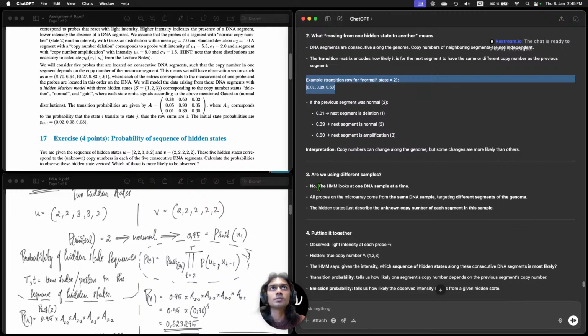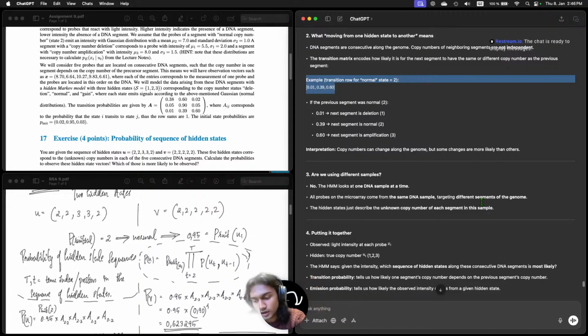Are we using different samples? No, HMM looks at one DNA sample at a time. All the probes of the microarray come as the same DNA sample targeting different segments of the DNA. Okay. Different segments of the DNA. Some parts complement.